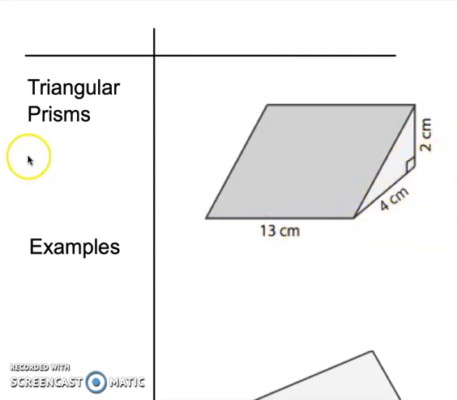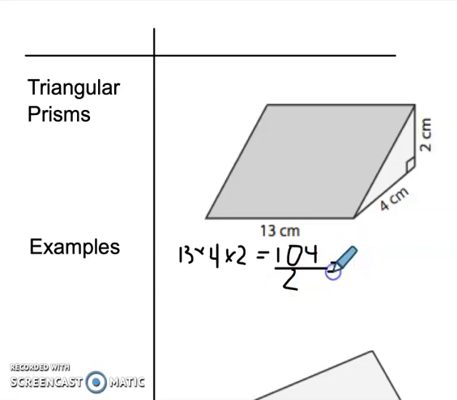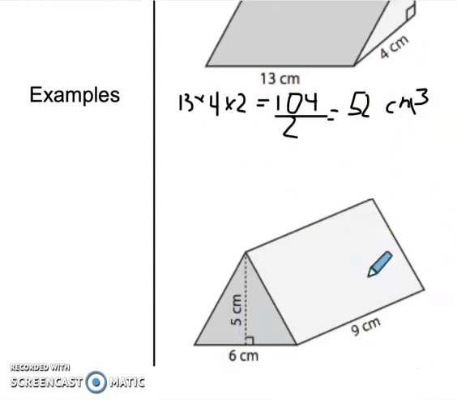So I do 13 times 4 times 2. Doing the math on that quick, 13 times 4 is 52, times 2 is 104. And then because it's a triangular prism, I have to divide that by 2, which gives me 52 centimeters cubed.